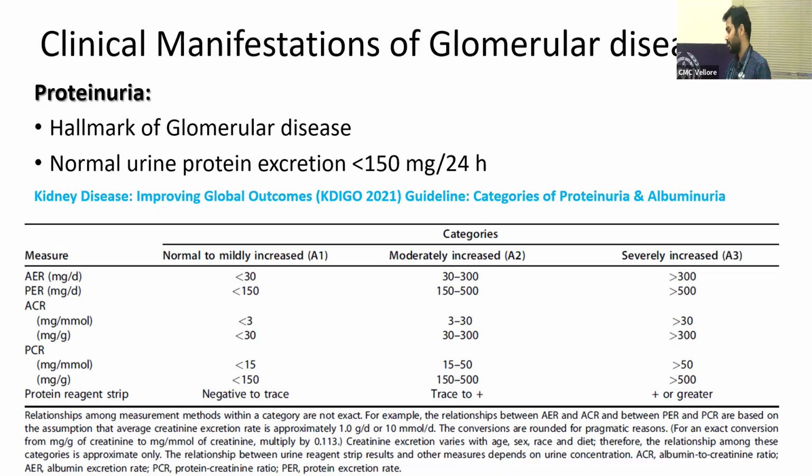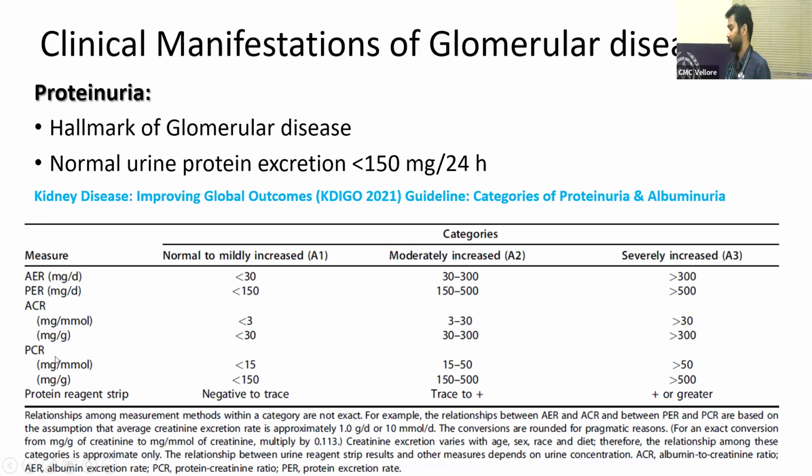So the normal cutoff for the albumin creatinine ratio that we are using is less than 30 milligram per gram. This is almost the same as the per day value. And the moderately increased albumin ratio is 30 to 300. If it is more than 300, it is severely increased. Regarding the protein creatinine ratio, the cutoff is similar: less than 150 milligram per gram, and more than 500 is severely increased.